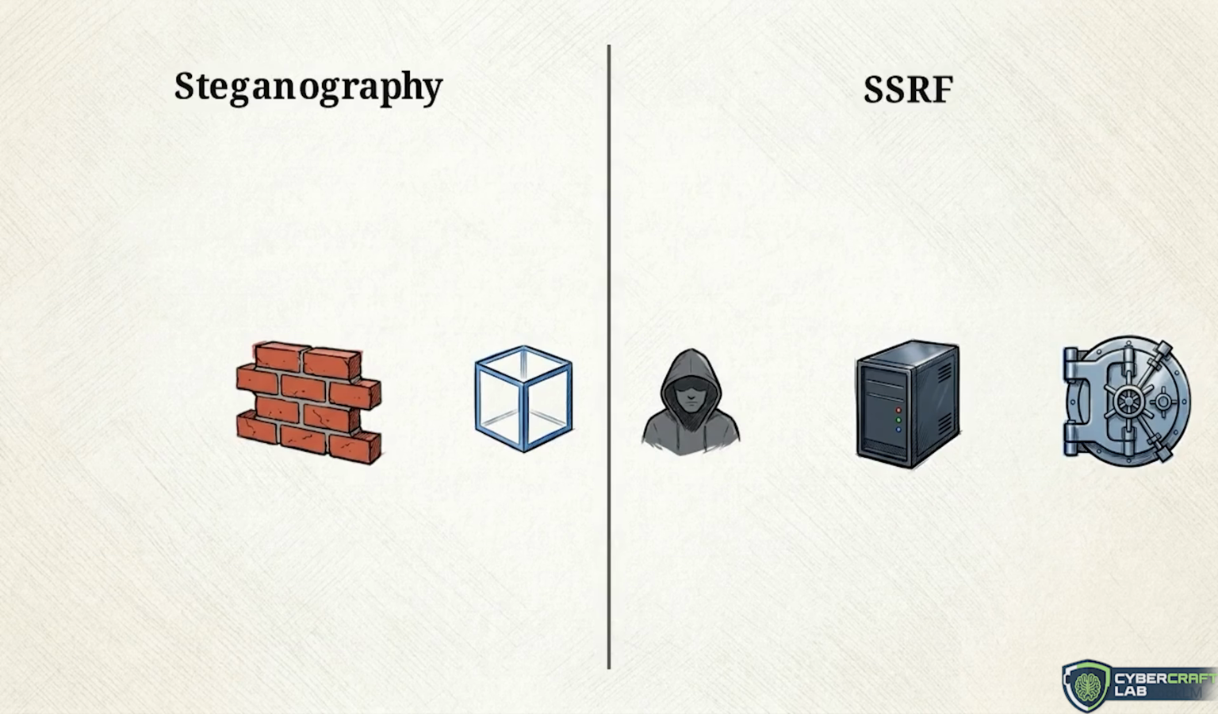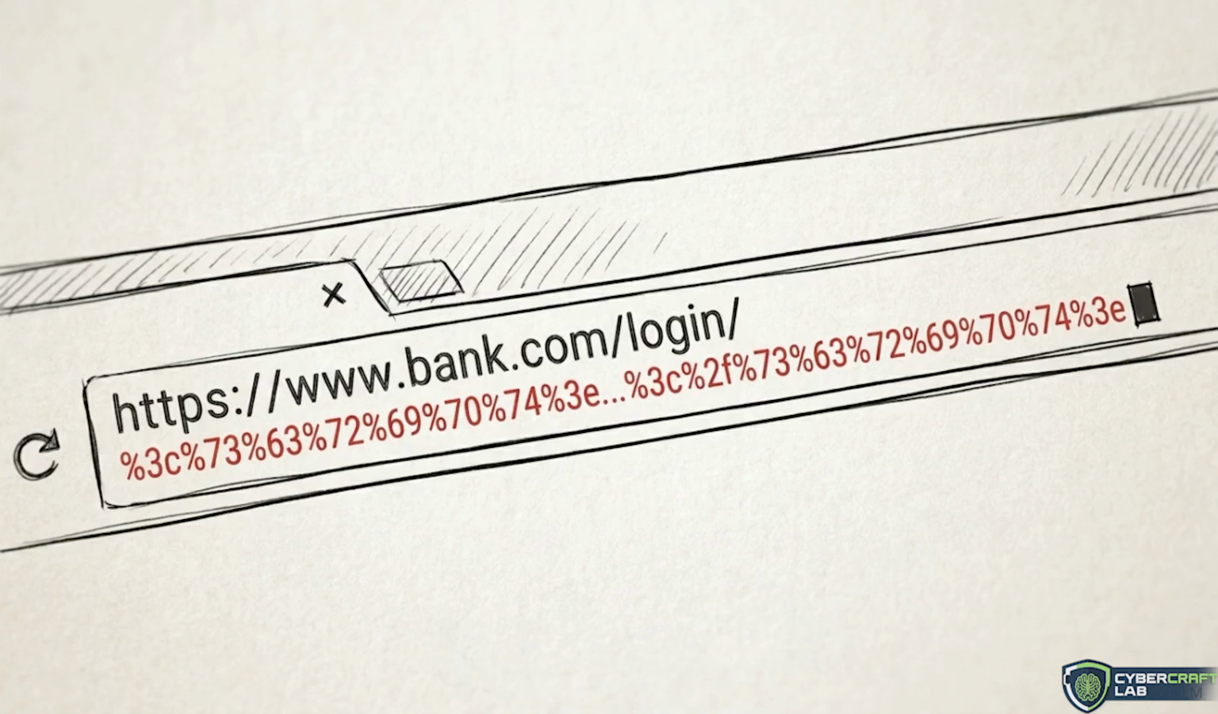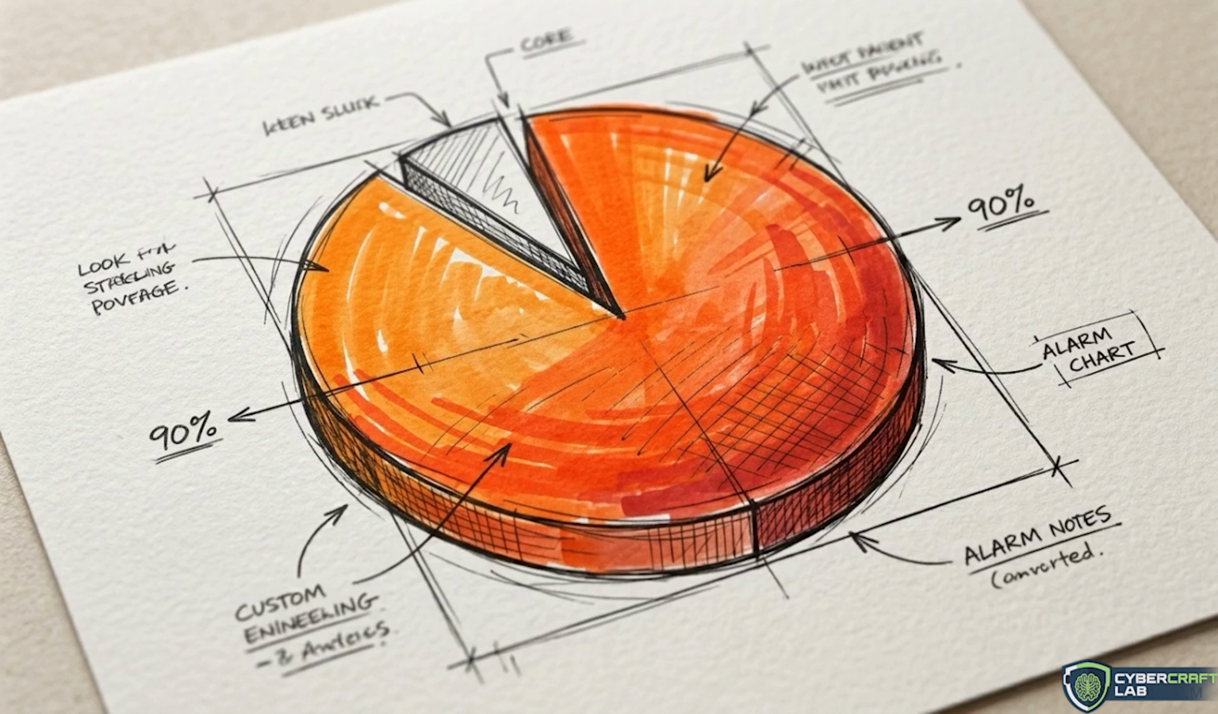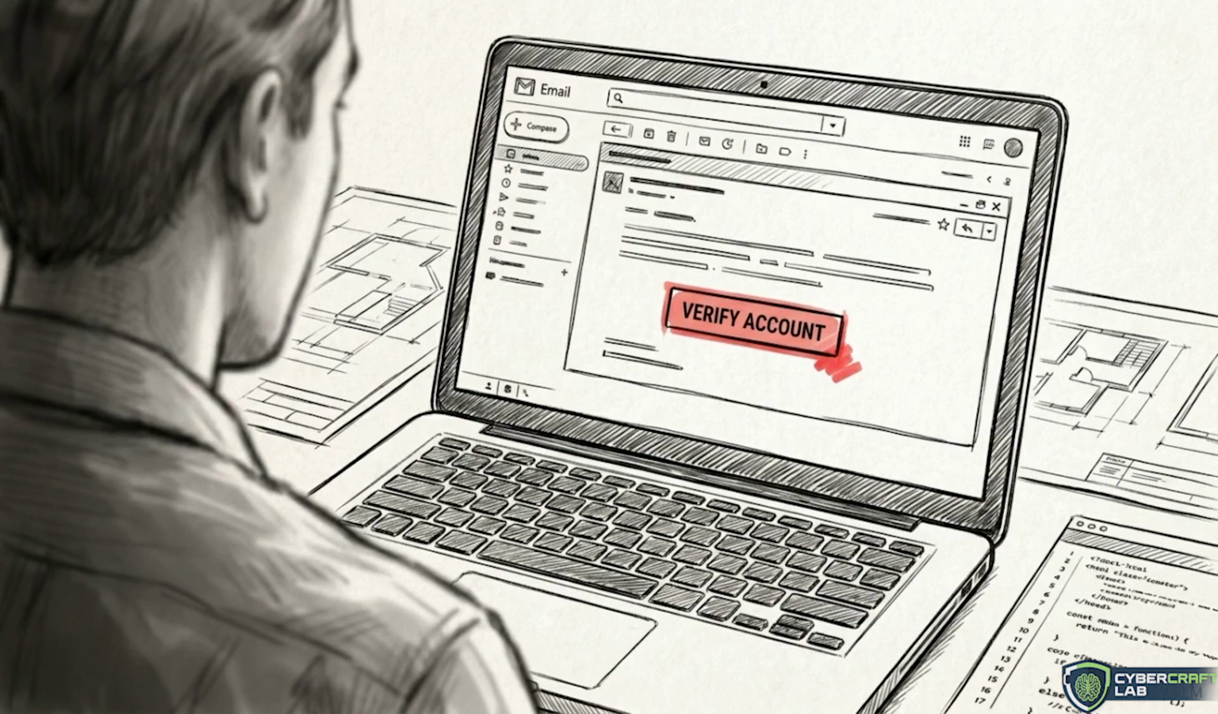Compare that to server-side request forgery, or SSRF, which exploits the trust a server has in its own internal resources. In an SSRF attack, an attacker manipulates a web application's URL input to trick the server into reading its own internal cloud metadata or private database files. While these are technical exploits, statistics show that 65% of attack groups use social engineering and phishing as their primary way to gain an initial foothold in a network.